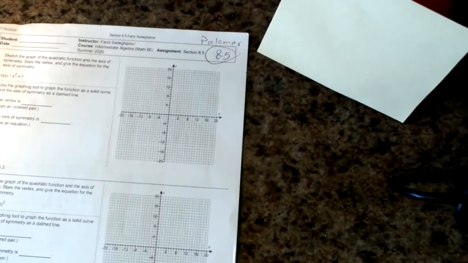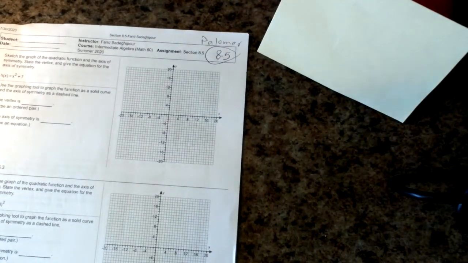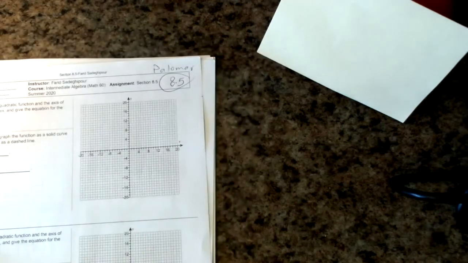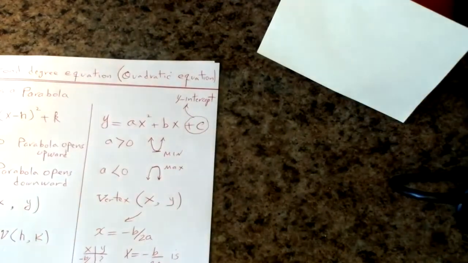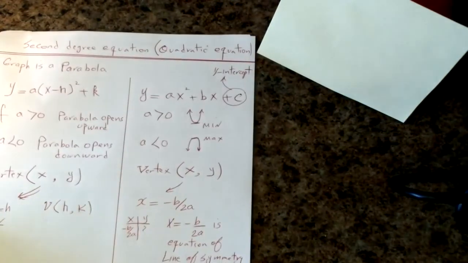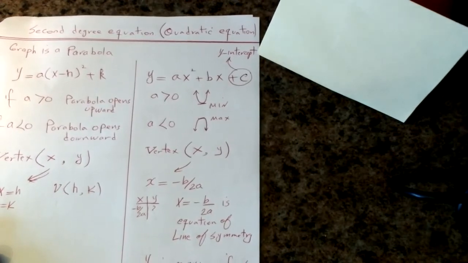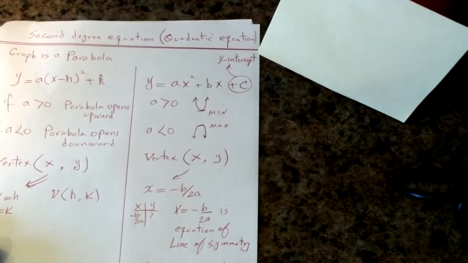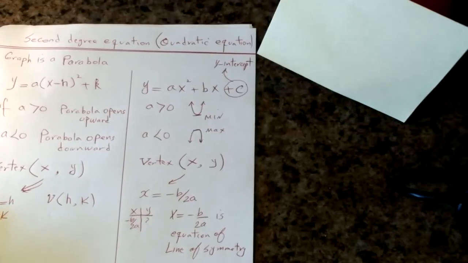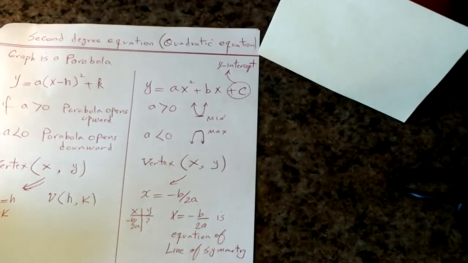We're starting with section 8.5. This section is dealing with second degree equations that we also call quadratic equations. So what I did here on the document that I already put on Canvas, I show you two different formulas that we normally use in order to graph a problem.